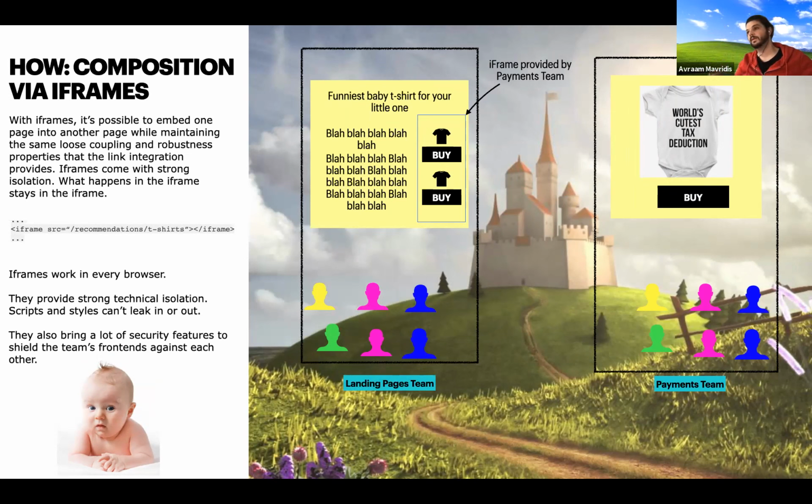Imagine that you have a landing page managed by the landing pages team, and you want to have a sidebar with some products, but with the content coming from the payments team. You can reference this content with an HTML tag, iframe. It works on every browser. It provides very strong isolation. They don't have scripts and styles leaking around. It has very good security features, and it looks great, right?